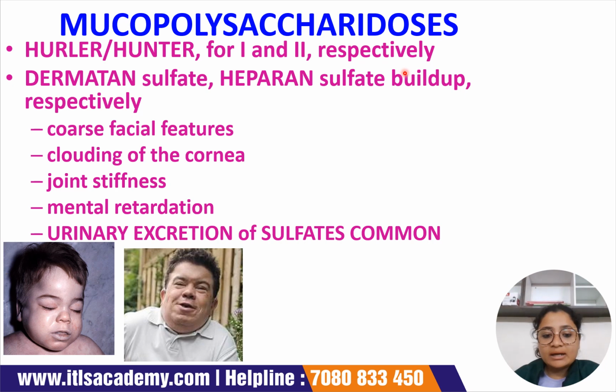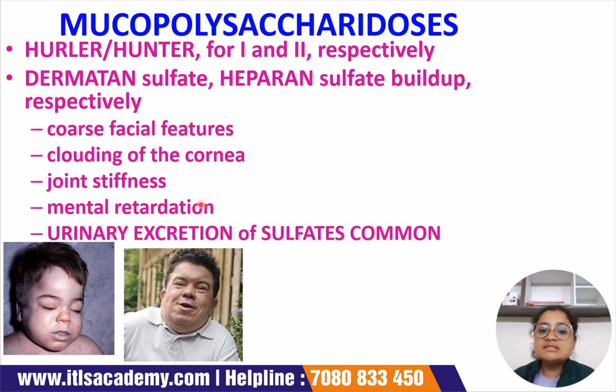So we have type 1 and type 2. They are respectively known as Hurler and Hunter. The compounds that will be accumulated are dermatan sulfate and heparan sulfate. The typical features will be coarse facial features, and clouding of the cornea of the eye, means there will be a hazy appearance, you will not be able to see everything clearly.